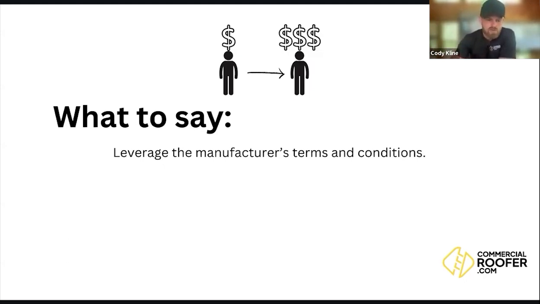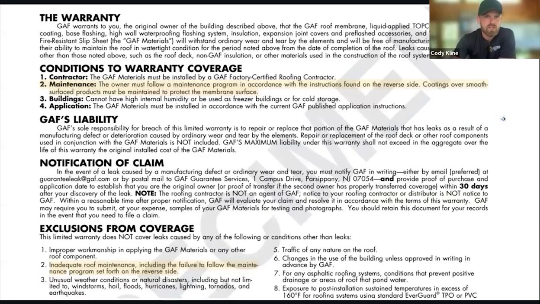And so what I would do is the first thing I would do is I would leverage that manufacturer. The manufacturers give you a lot of power in offering something like this. Okay. So I would leverage their terms and conditions. I went ahead and took a screenshot from the GAF warranty itself for the TPO systems. And I think Brian, one of my business partners here, he went through and he highlighted the sections that he would point out to the actual building owner, right?